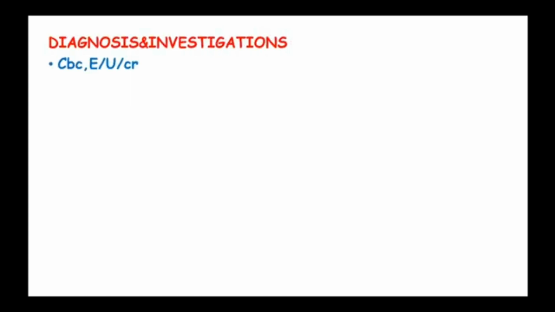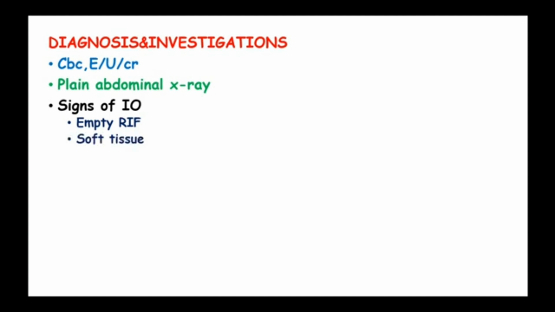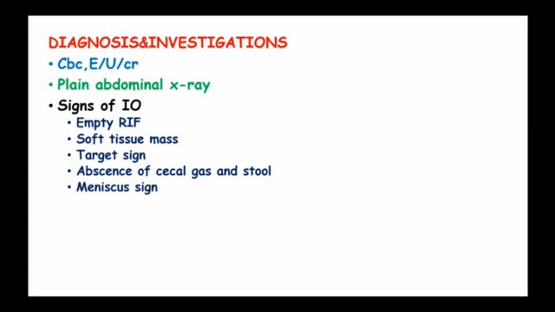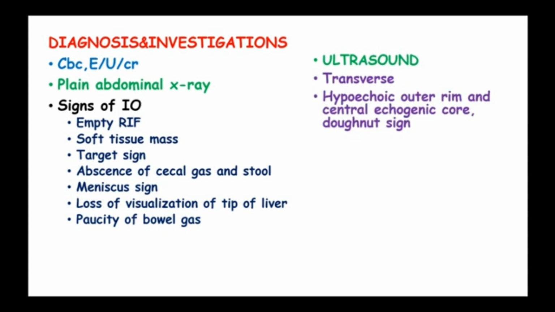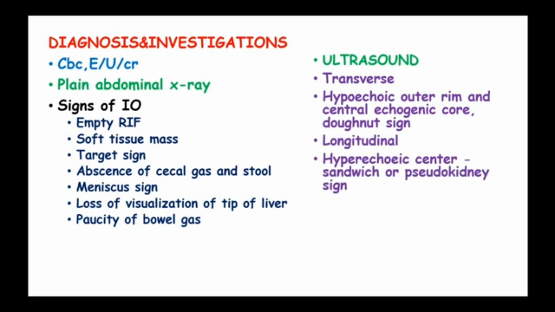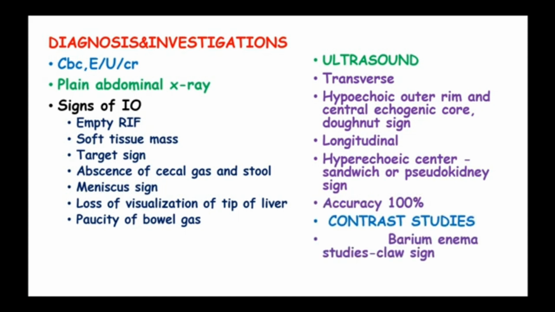Diagnosis and investigations: CBC and other investigations. Plain abdominal X-ray, which is not diagnostic, shows signs of intestinal obstruction, right iliac fossa soft tissue mass, target sign, absence of fecal gas or stool, meniscus sign, loss of visualization of the tip of the liver, paucity of bowel gas. Ultrasound is diagnostic. In transverse view, hypoechoic outer rim and central echogenic core, that's called the doughnut sign. Longitudinally, hyperechoic center, sandwich or pseudokidney sign. Accuracy around 100%. Contrast studies, barium enema studies, show a claw sign.